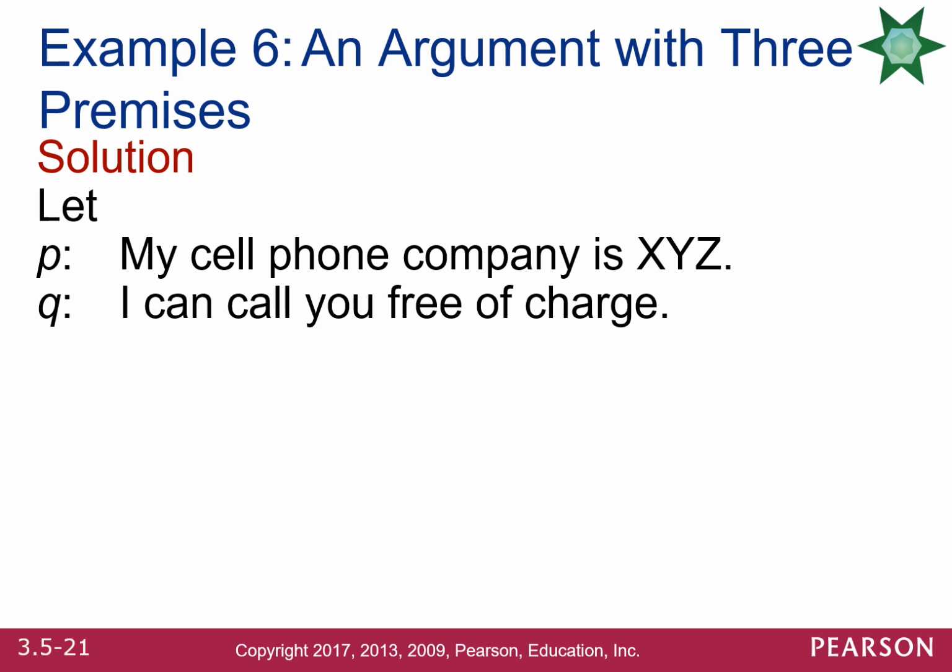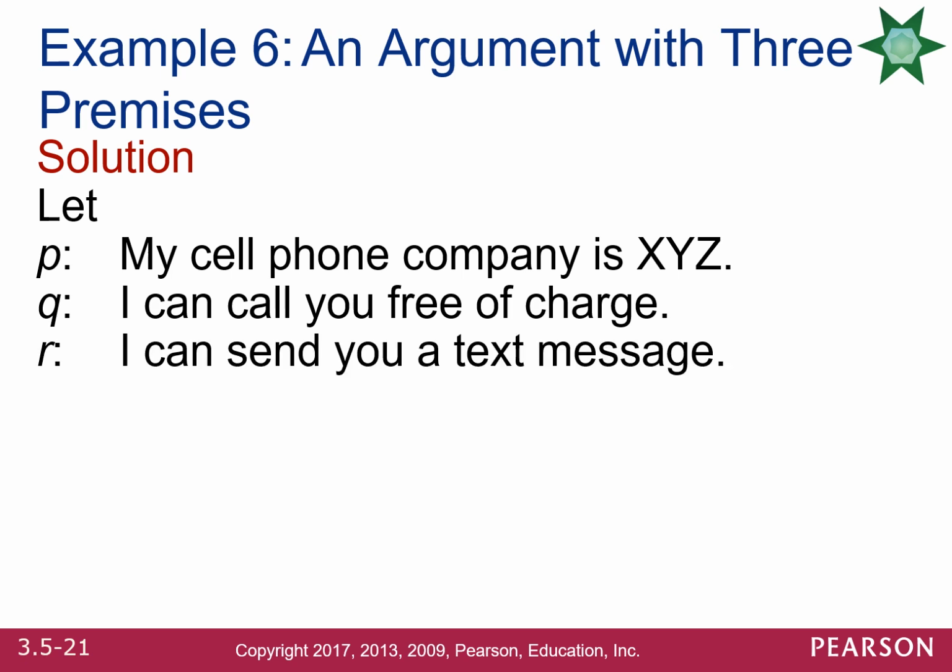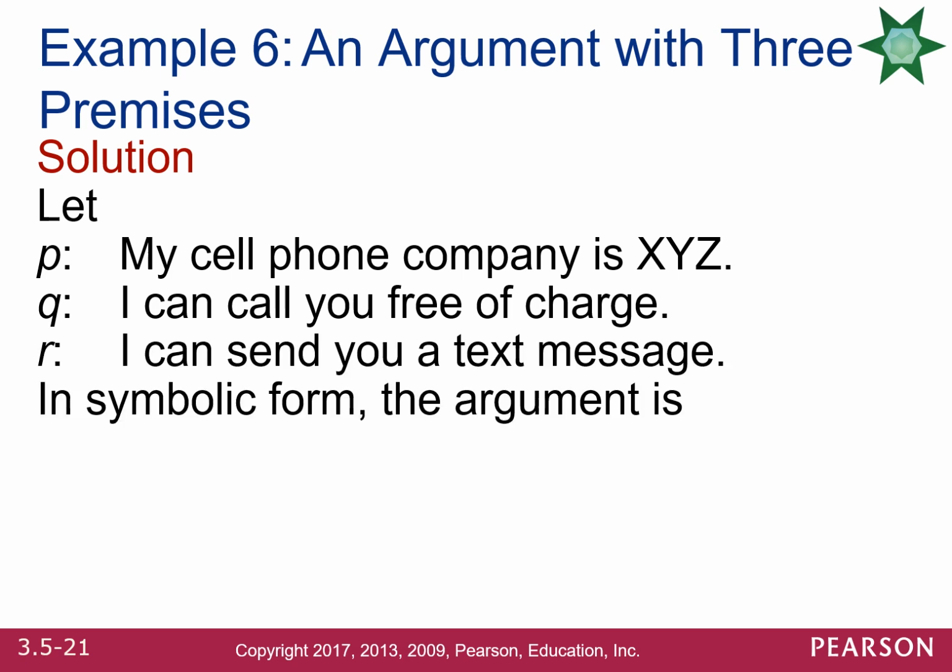Q represents I can call you free of charge, and R represents I can send you a text message. In symbolic form, the argument, the first premise is if P then Q. That means if my cell phone company is XYZ, then I can call you free of charge. Then the second one is Q or R. That means I can call you free of charge, or I can send you a text message.